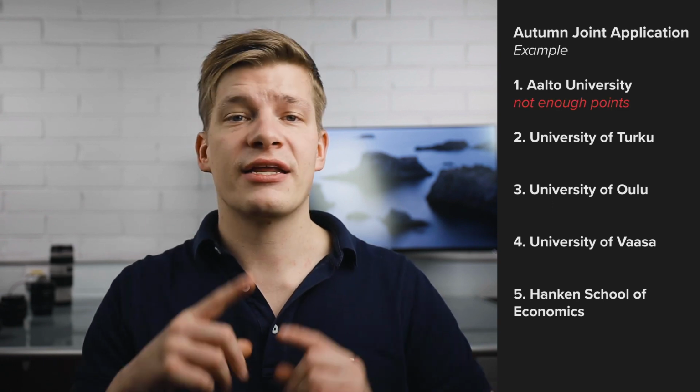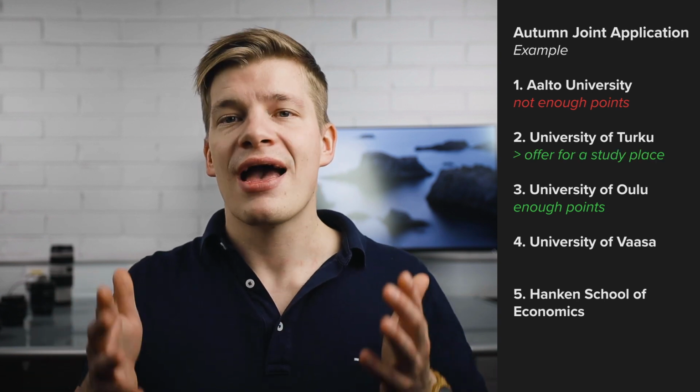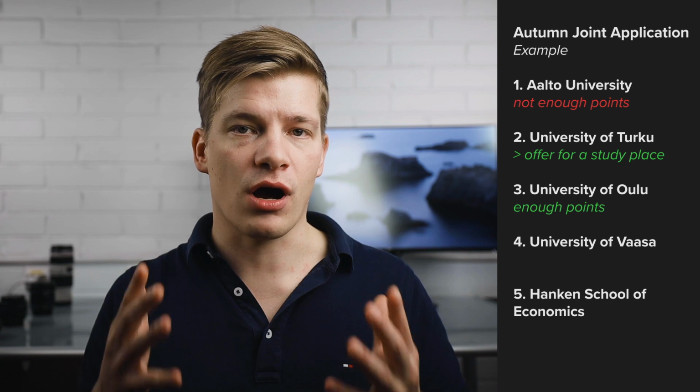I know that this can be a bit confusing, so let me give you a practical example of the autumn joint application. Let's say that you apply to study a business degree at Aalto University, the universities of Turku, Oulu, and Vaasa, as well as the Hanken School of Economics. Also, let's say that you have these schools listed in this same priority order. Let's say that when the results come in, you find out that you just barely didn't have enough points to get admitted to Aalto University, but you had enough points to get admitted to the University of Turku and Oulu. In this case, you would be offered a place at the University of Turku and you are allowed to stay on the waiting list for Aalto University.